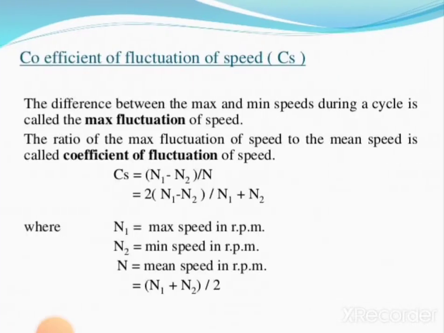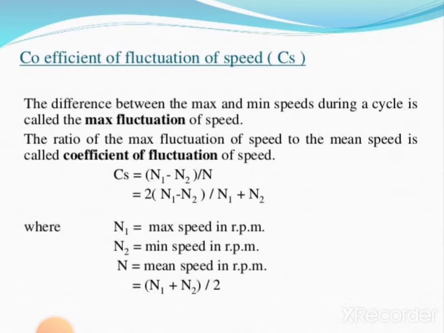Next we will see the coefficient of fluctuation of speed. It is given by Cs. What is the coefficient of fluctuation of speed? First we will see the maximum fluctuation of speed. It is the difference between the maximum value and minimum value of speed during a cycle. When the difference between maximum and minimum speed is obtained during a cycle, we get the value of maximum fluctuation of speed of flywheel.